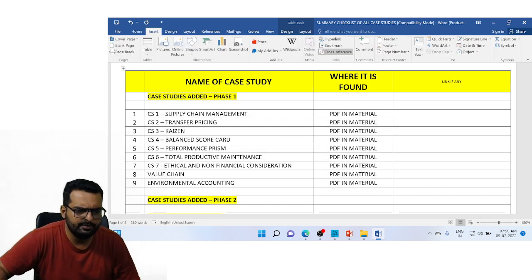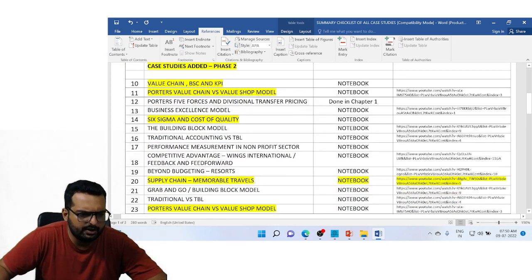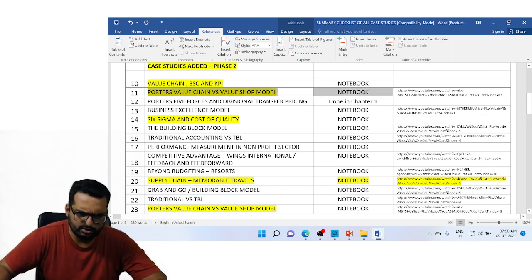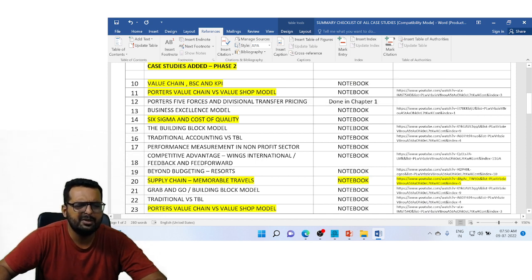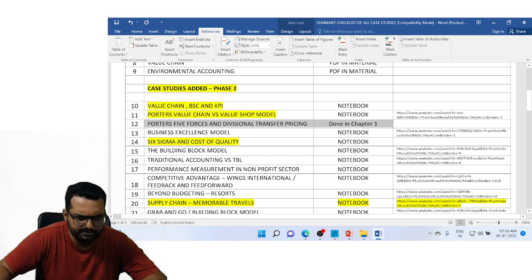Now we go to the second part of the case study. Alright. Here we have some which are not covered. Value chain is in notebook, not yet covered. Porter's value chain, not yet covered. Porter's 5 forces and divisional transfer pricing, done in chapter 1. I don't remember doing this. We'll check this. I don't think we have done this.